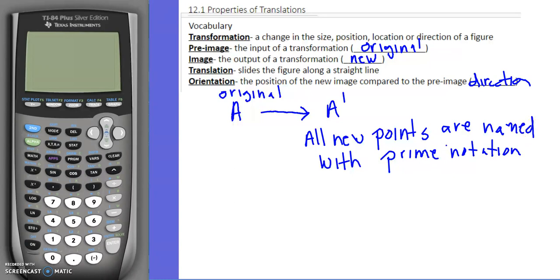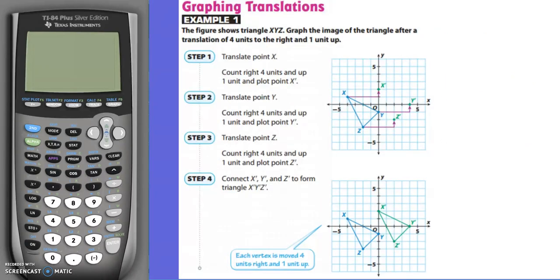Okay, let's take a look at example 1. So in example 1, the figure shows the triangle XYZ. Graph the image of the triangle after a translation of 4 units to the right and 1 unit up. Okay, so basically we are going to go 4 units to the right on every single letter. 1, 2, 3, 4, up 1. We make a dot. We call it X prime.